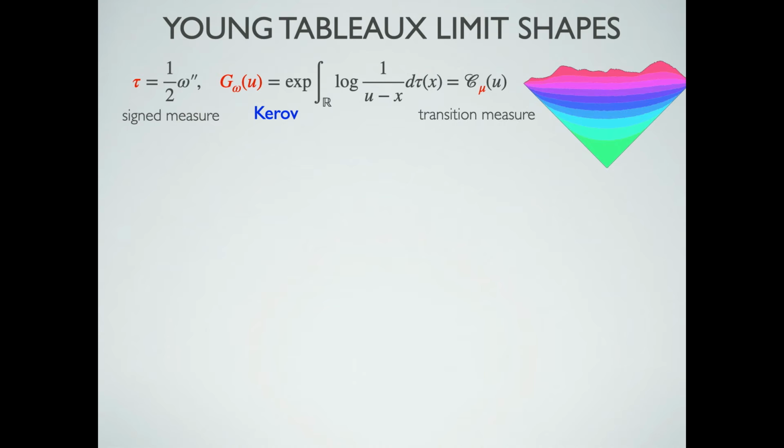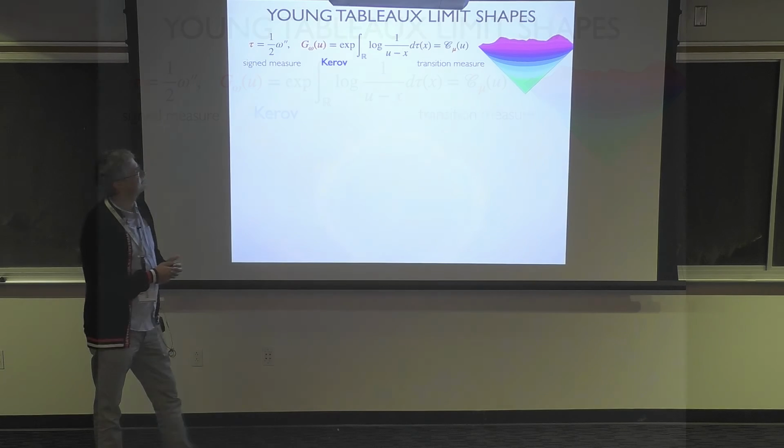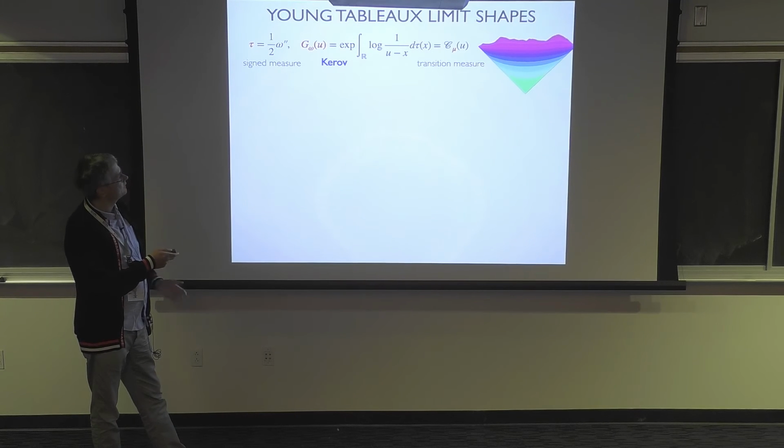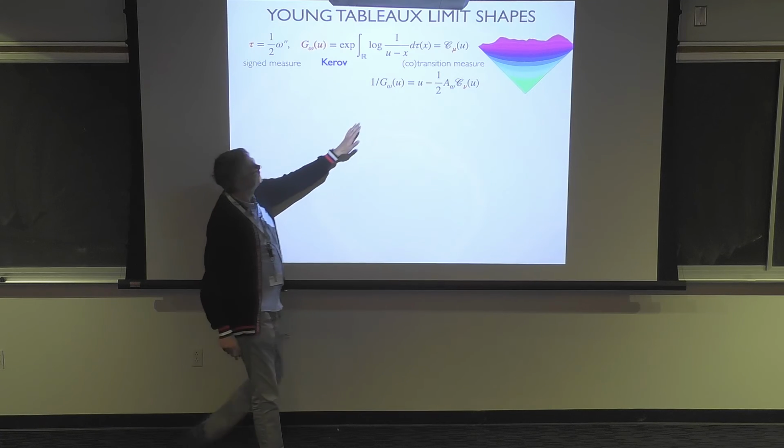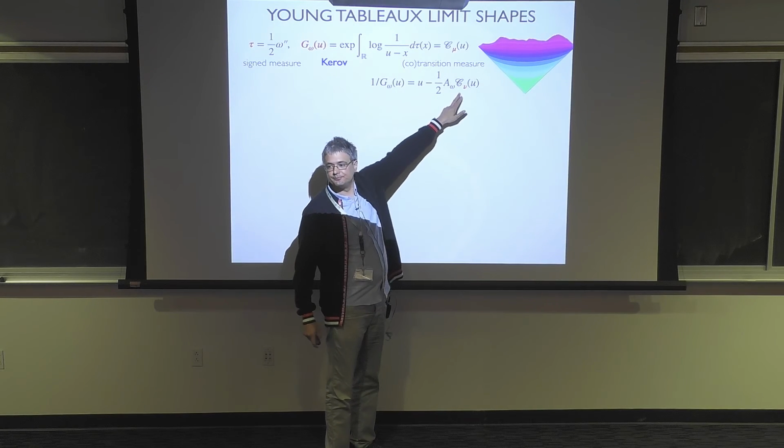This is the g function of Kerov. So this tau is quite directly related to the geometry of the profile, of the Euclidean geometry. But there is also another measure, which is a probability measure, that this function is a Cauchy transform of, called the transition measure. That describes its intrinsic geometry from one side, but you can also look at it from the other side, and that's called the co-transition measure.